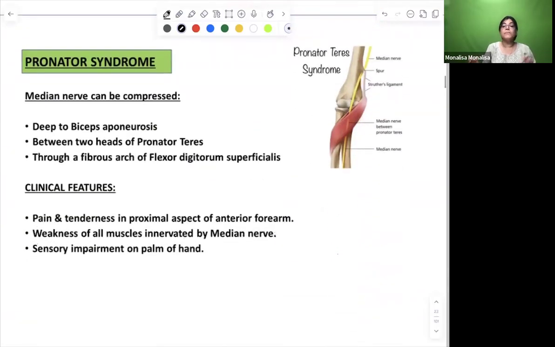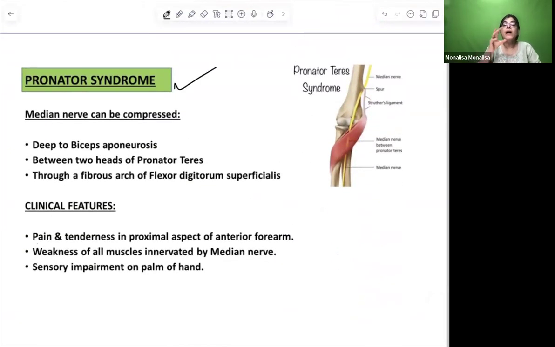Also, we have seen the median nerve passes in between the heads of the pronator teres muscle. So there will be a case of pronator teres syndrome, with pain and paresthesia in the lateral aspect.